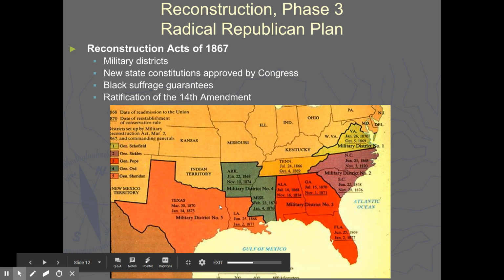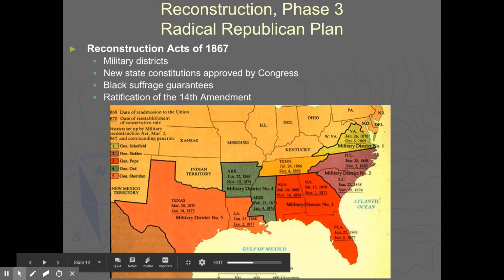And so, under this plan, only Congress has the authority to admit states. That's radical Republicans. The 10 states were divided into five military districts. They were each occupied by the U.S. Army. 20,000 blue Union clad soldiers in the South. And we already said Tennessee was already part of the Union at this time.